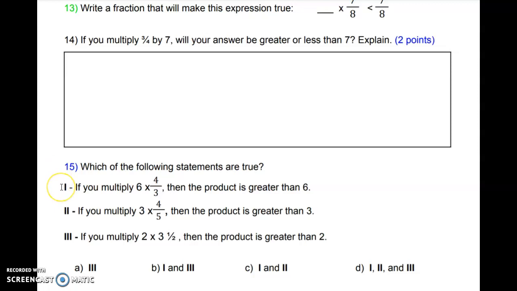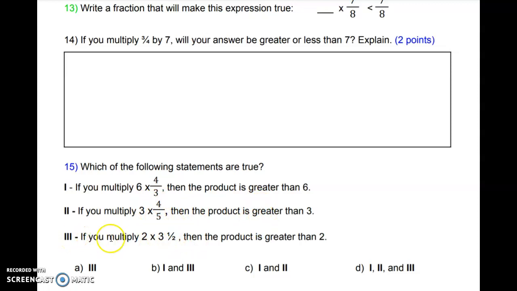Number 1. If you multiply 6 times 4/3, then the product or answer will be greater than 6. So if I'm multiplying something by 4/3, is my answer going to be bigger than 6? Number 2. If you multiply 3 times 4/5, then the product or answer is greater than 3. So when I multiply by 4/5, will my answer be bigger than 3?